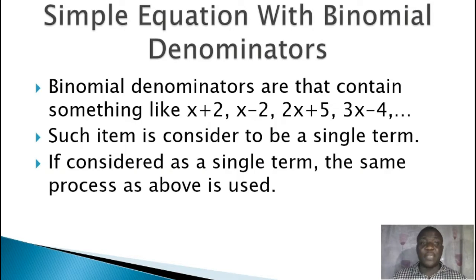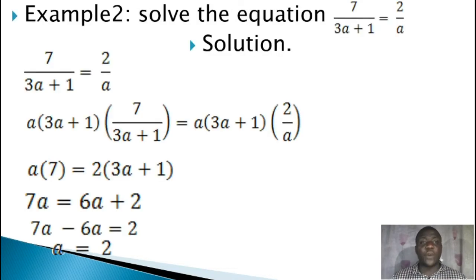Your mother and father, they are all together as one. They might be of different tribe, they might be of different religion, but anything that brings them together makes them to become one. That is binomial denominators. So the x and the variable, joining them together becomes one.